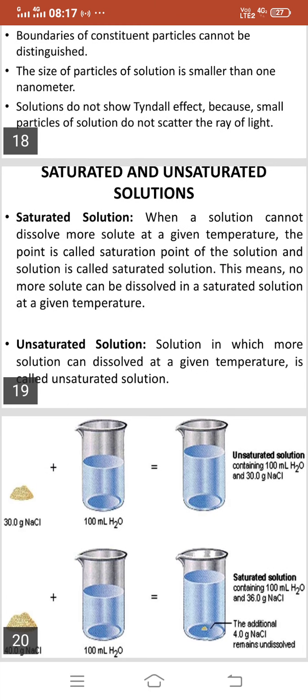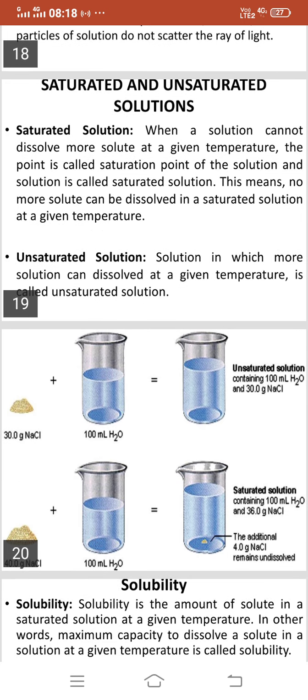Another important type of solution is unsaturated solution. Solution in which more solute can dissolve at a given temperature is called unsaturated solution. So you can see in this particular slide unsaturated solution and saturated solutions with example.